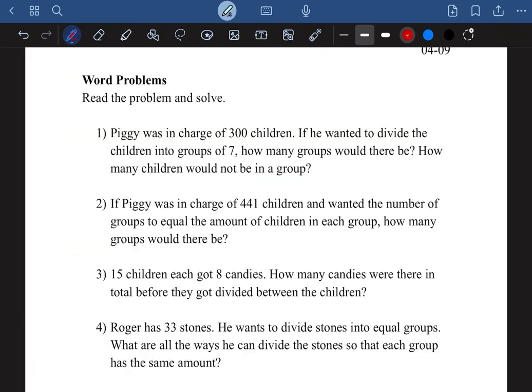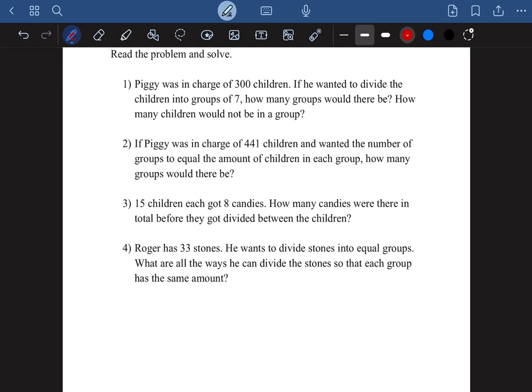Word problems. Read the problem and solve. Number 1. Piggy was in charge of 300 children. If he wanted to divide the children into groups of 7, how many groups would there be? How many children would not be in a group? So basically what you do here is you divide 300 divided by 7.